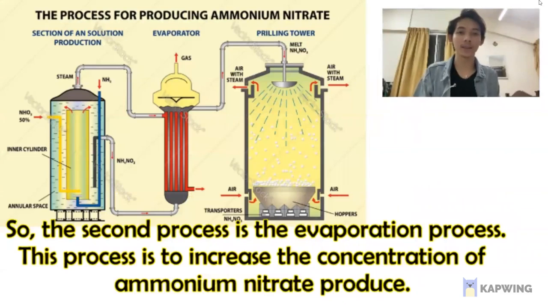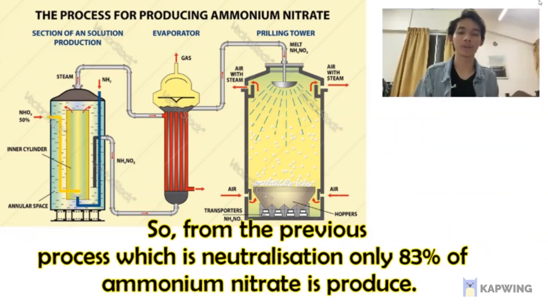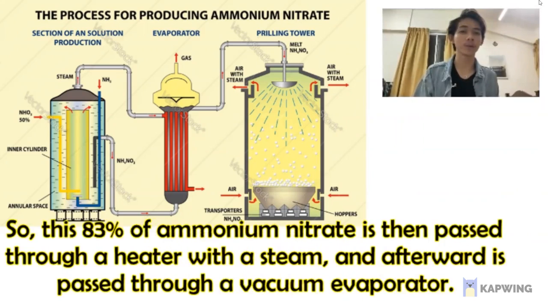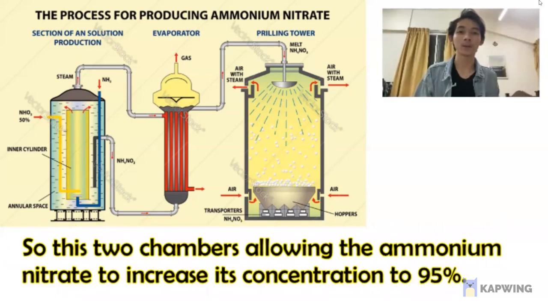So the second process is the evaporation process. This process is to increase the concentration of ammonium nitrate produced. From the previous process, which is neutralization, only 83% ammonium nitrate is produced. So this 83% ammonium nitrate is then passed through a heater with steam, and afterwards is passed through a vacuum evaporator. These two chambers allow the ammonium nitrate to increase its concentration to 95%.